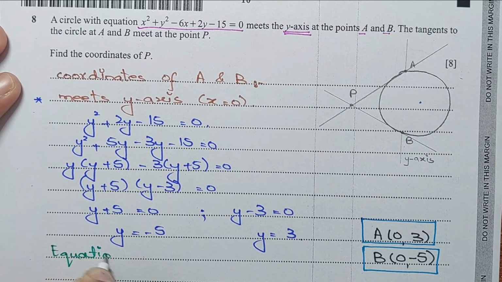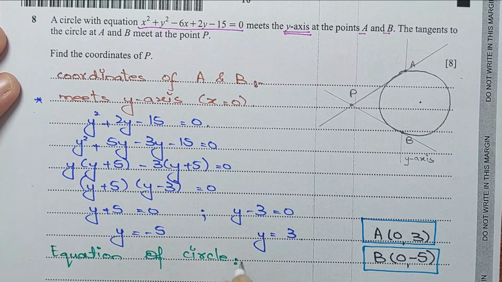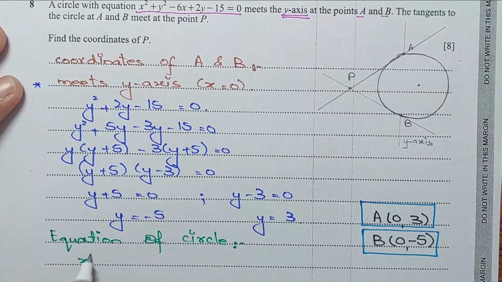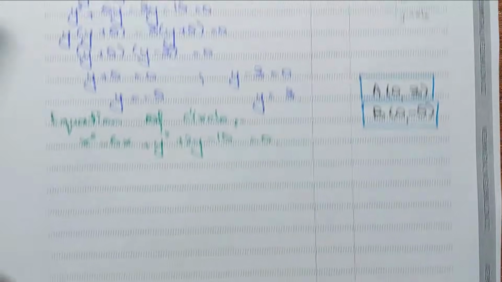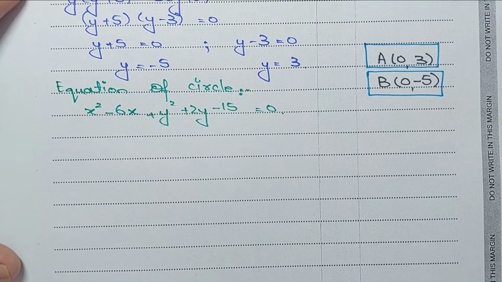Equation of circle, which is x square minus 6x plus y square plus 2y minus 15 equals to 0. Let me complete the square and find out the center.